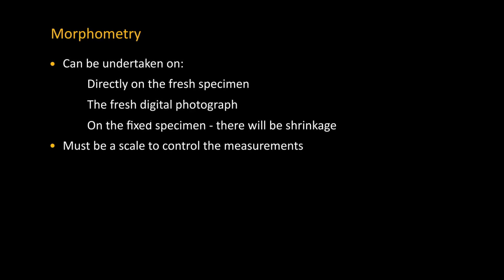In this section, we're going to deal with the morphometry of the specimen. So the morphometry can be undertaken directly on the fresh specimen, just by measurements, or on the fresh digital photograph. You can also do it on the fixed specimen, but there will be shrinkage in that situation. There must be a scale to control the measurements, otherwise you can't undertake it on the fresh digital photographs.